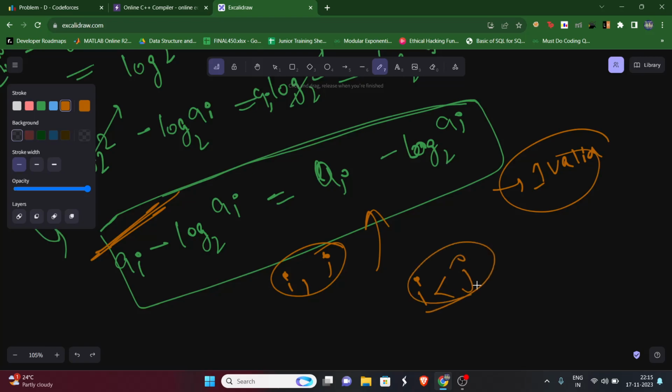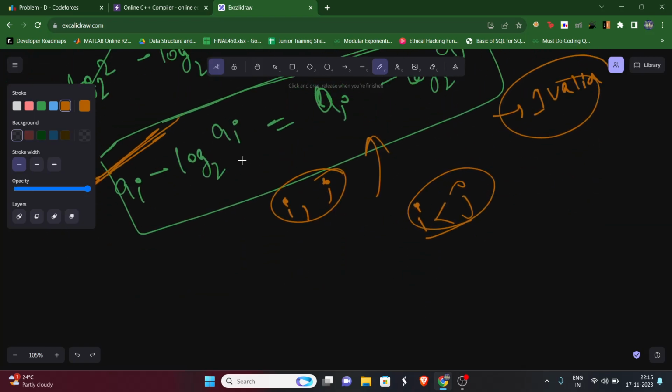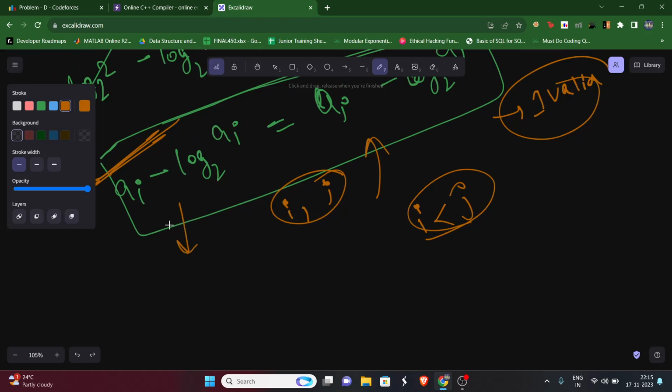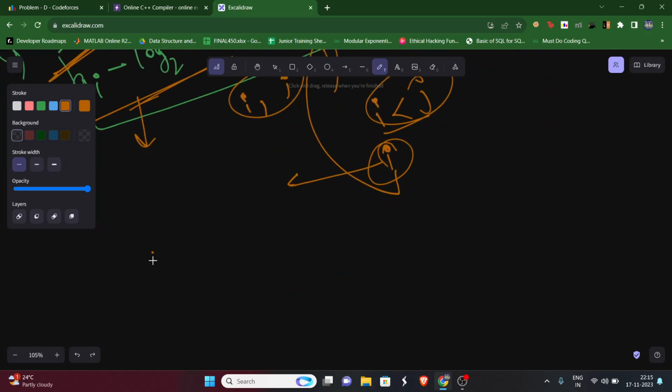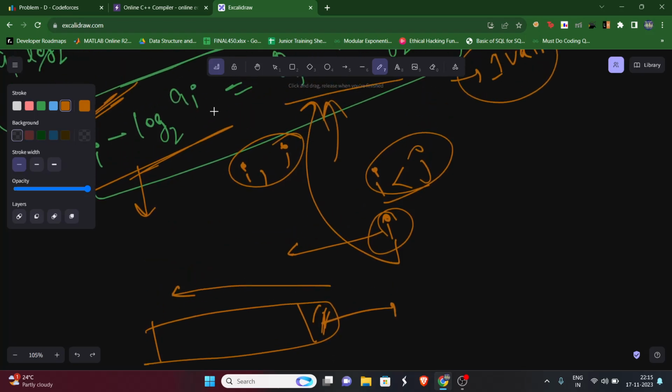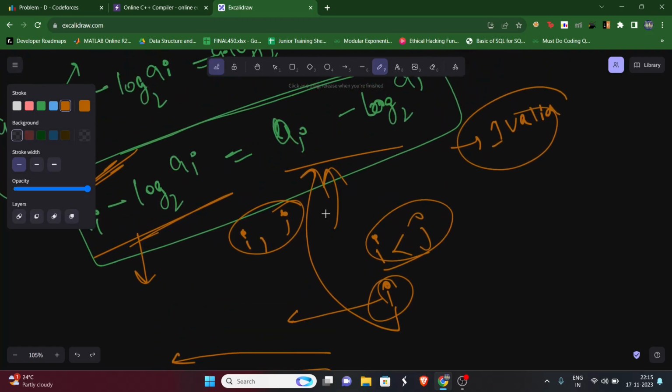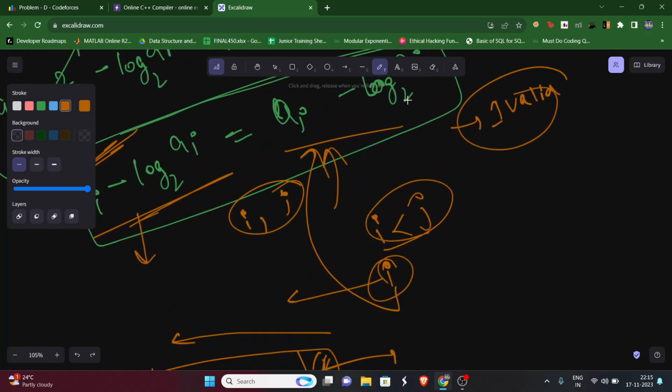Also, the reason we have segregated this into total i and total j is that for a particular index, any index, we can store this value. First of all, we will start from the right and traverse towards the left. For this index we have stored this value, a[i] minus log of a[i].